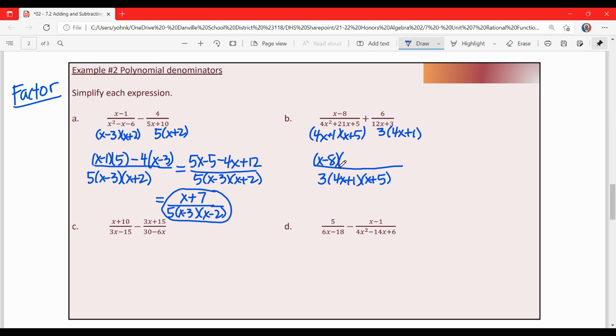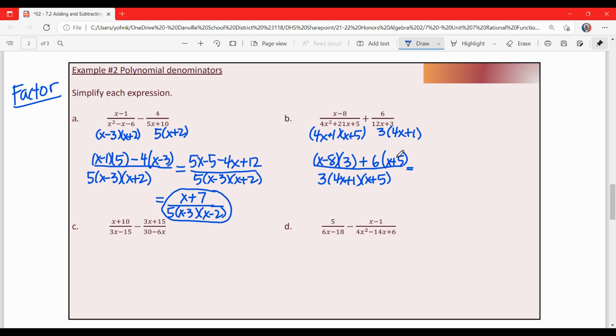Let's see what else I need. All right, I got the x plus 5s. I got the 4x plus 1s. I need a 3. So I'm going to multiply by 3. Plus, there's a 6 there, so I'm going to put it. I have the 4x plus 1s. I have the 3s. I need an x plus 5. So I'm going to put x plus 5.